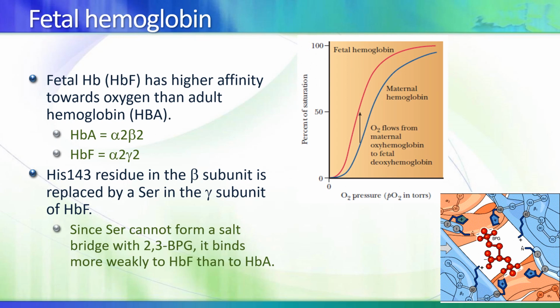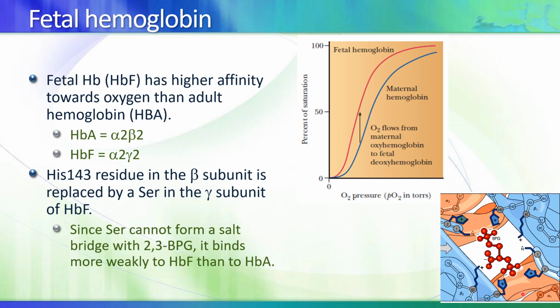Fetal hemoglobin has higher affinity to oxygen compared to adult hemoglobin. So the curve shifts to the left instead of the right, okay? Meaning that, again, the affinity is higher. You need less oxygen to fill 50% of the fetal hemoglobin molecule. And the reason why fetal hemoglobin has higher affinity is because histidine 143, which I've talked about before, is replaced in the beta subunit by a serine in the gamma subunit.